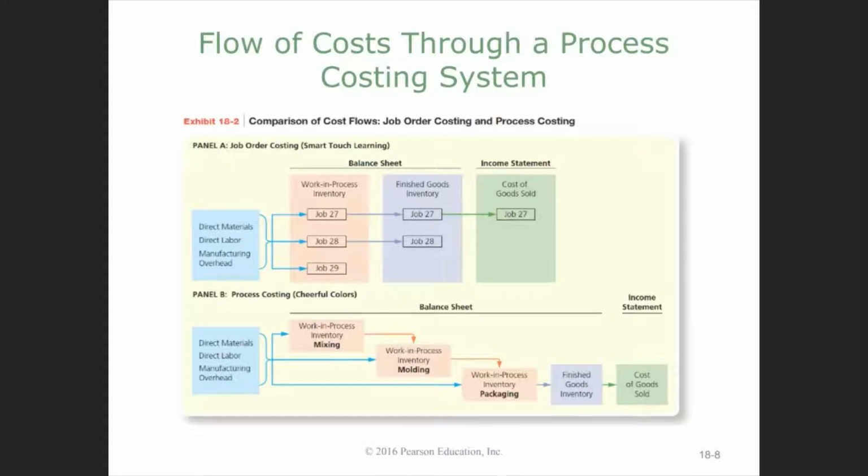If we look down at the second one for process costing, we've got the same direct materials, direct labor, and manufacturing overhead. But what they've done here is, instead of having each individual job listed out, we're in a work in process stage for mixing. Then we're in a work in process inventory stage for molding. Then we're in a work in process inventory stage for packaging. So instead of having it separated by job, like the first example, we have processes. The process of mixing, the process of molding, the process of packaging.